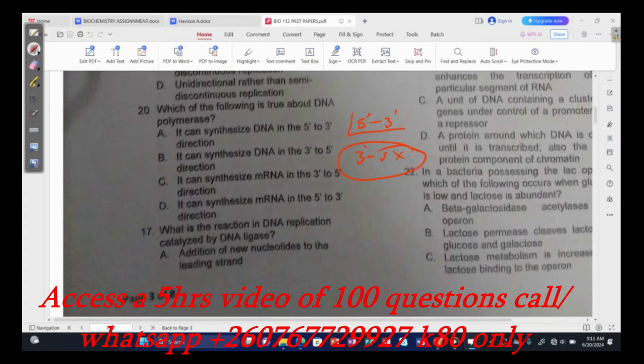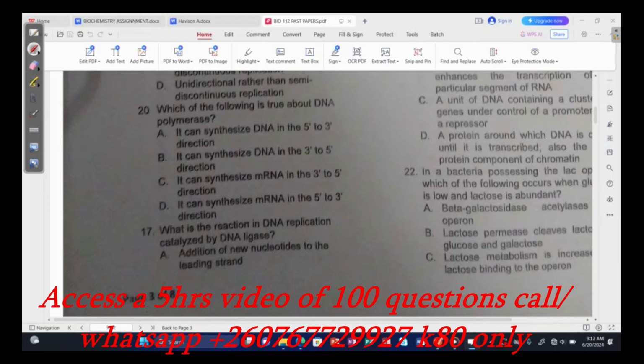It only works in one direction, that is 5 to 3. That is the reason why we have the lagging strand. The reason being is because this enzyme always tries to follow the 5 to 3 direction. Okay? So on the lagging strand, you're going to have the 3 here, 5 will be here. So DNA polymerase 3 will be adding nucleotides in this direction. So it can only add nucleotides in the 5 to 3 direction.